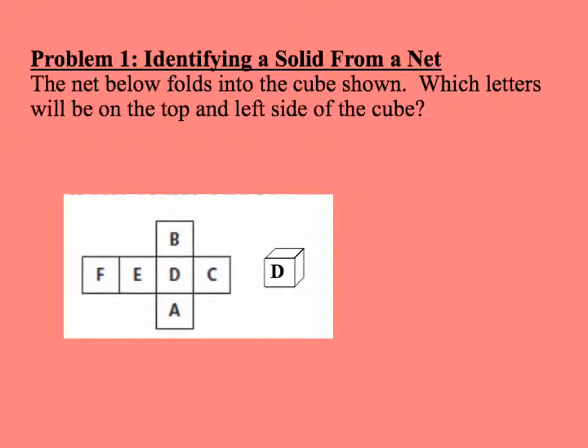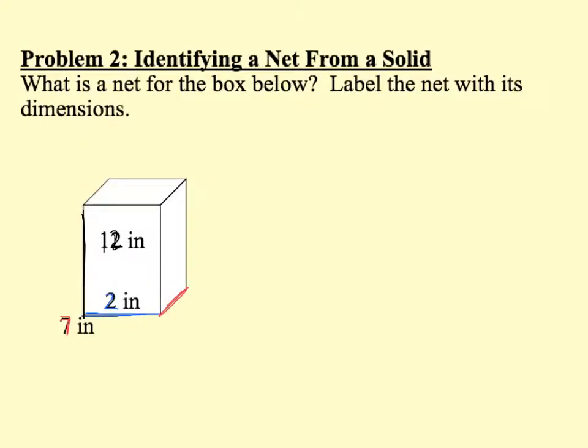I want you to attempt this problem by yourself. So I'm dealing with the top, which right above D would be the box B, and to the right of D would be C. I want you to try to label the net of this cube by yourself. As you can see, this 7 got moved over. This 7 should be this length right here. So I want you to attempt this all by yourself.